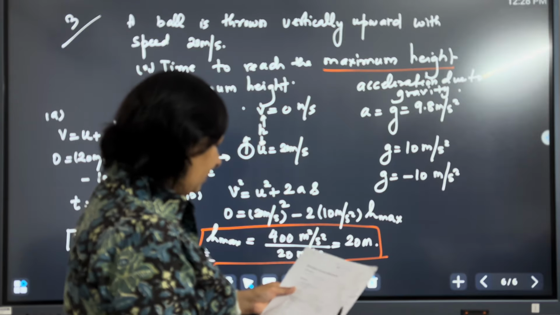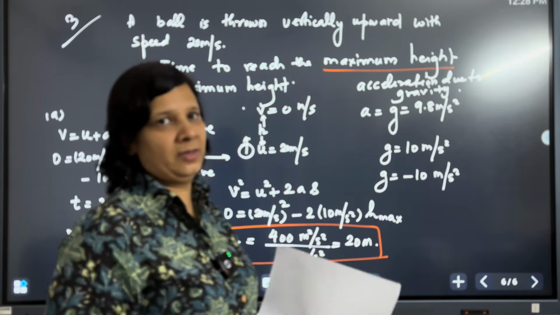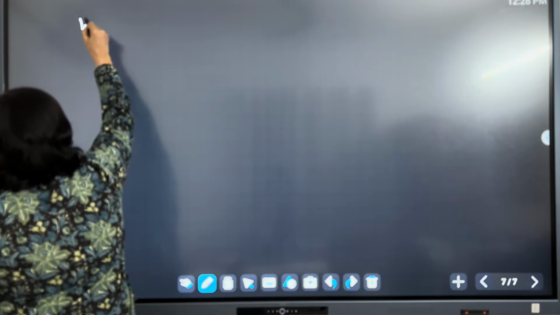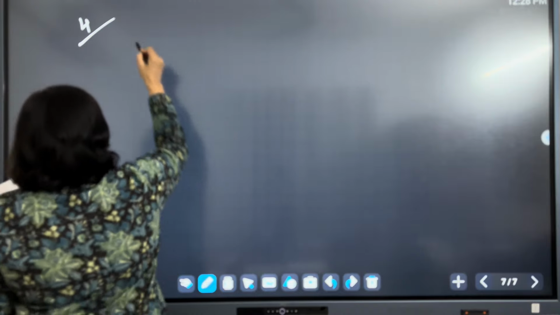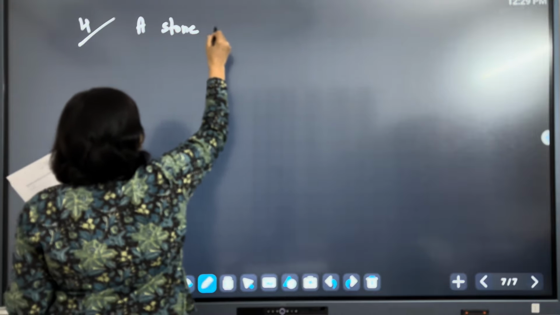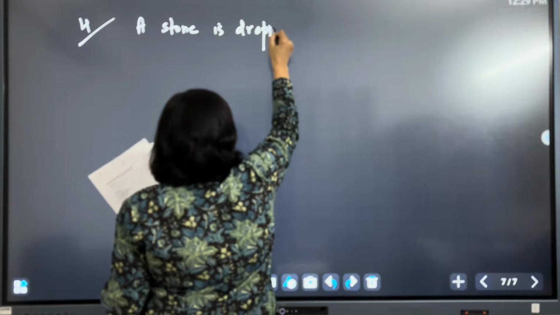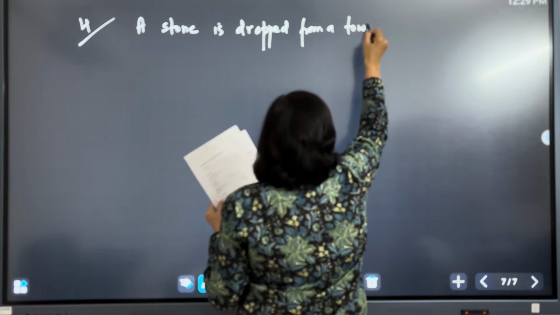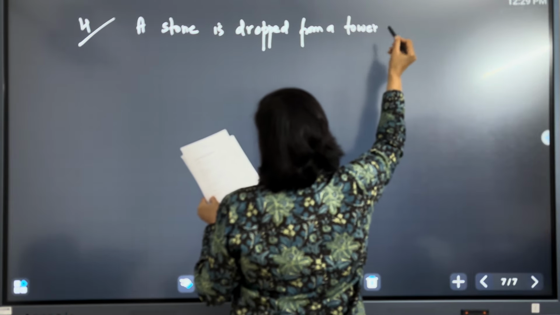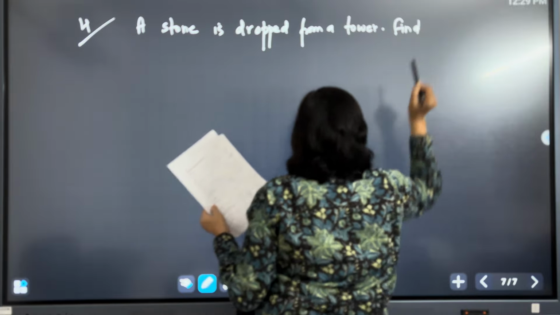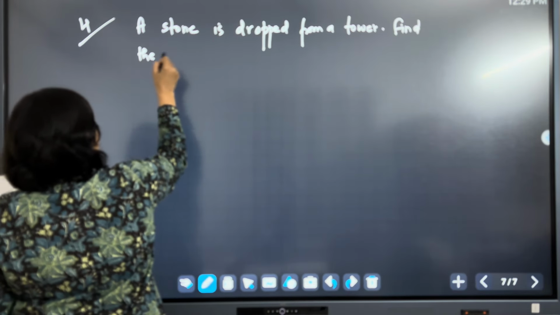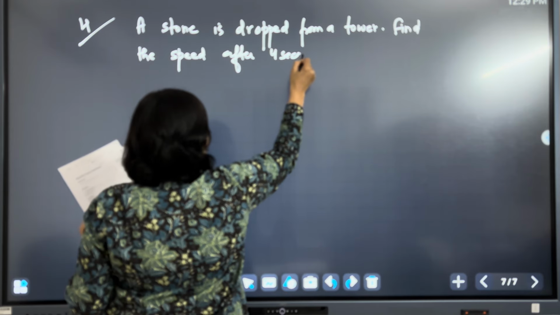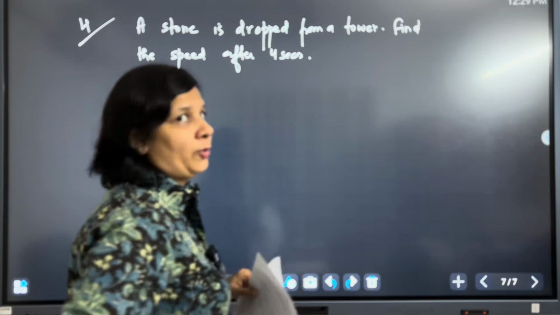But for example, let us take another problem in which the ball is coming down. Okay, and then we'll see. A stone is dropped from a tower. Find the speed after 4 seconds. Okay, we don't know from what height we have dropped the stone.